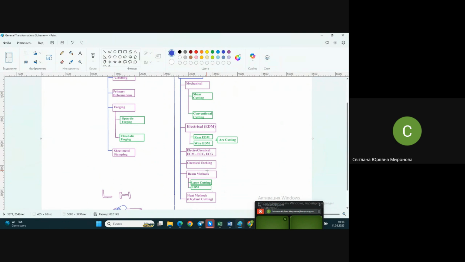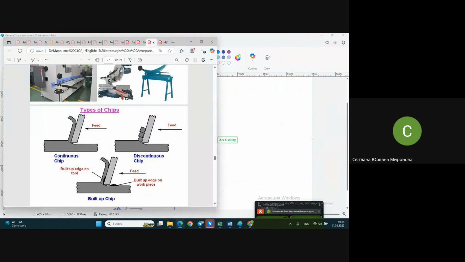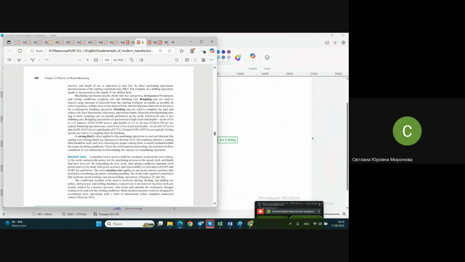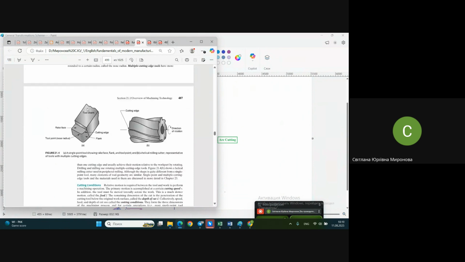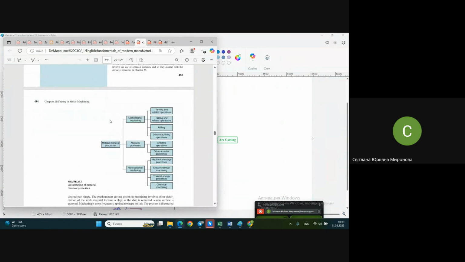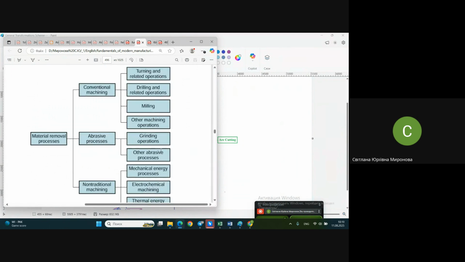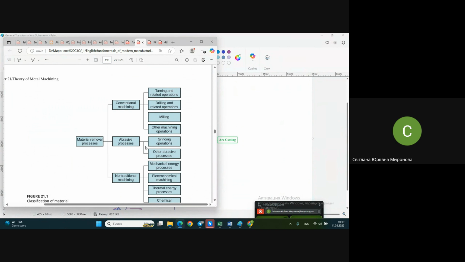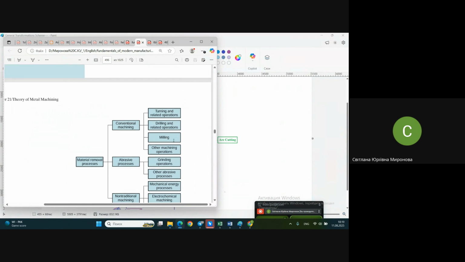Maybe I'm too speedy in the explanation, and we need to ask help of our theory of metal machining. Metal machining, and look, machining processes, material removal processes. Here also not everything is mentioned. You understand, I hope.